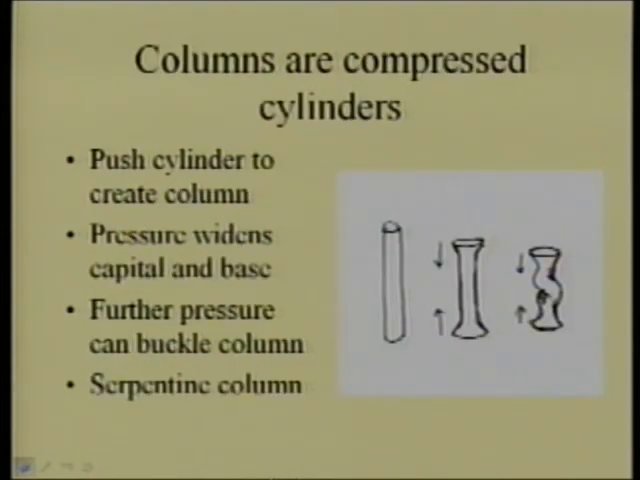By contrast, a column is made by compression, vertical compression. It corresponds to gravity. You take a plasticine cylinder and you push it, and you can squish the base and the capital. They widen, and you get the capital and the base. And if you keep pushing it further, you can buckle the column. We know from engineering that if you push the cylinder in a certain way, the buckling is not outwards, but it is helical. So you get a serpentine column.